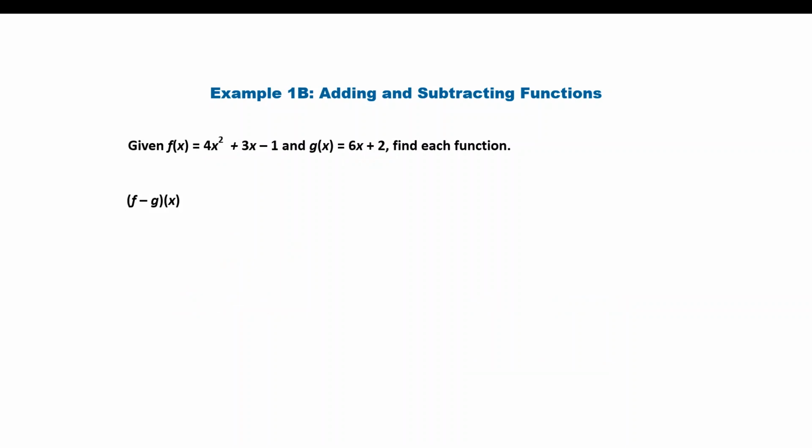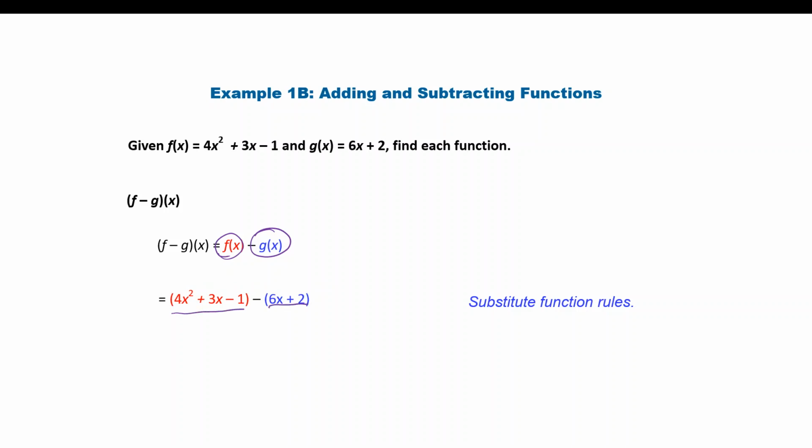Now we're going to subtract, same thing. Okay, so we're going to realize that it's f of x minus g of x. So we're just going to substitute the functions in. So here's my f of x, and here's my g of x. The only thing you want to be careful about is that this minus sign has to distribute to both pieces. So it's going to have to be minus 6x minus 2. Okay, you have to get that minus sign to both of them.